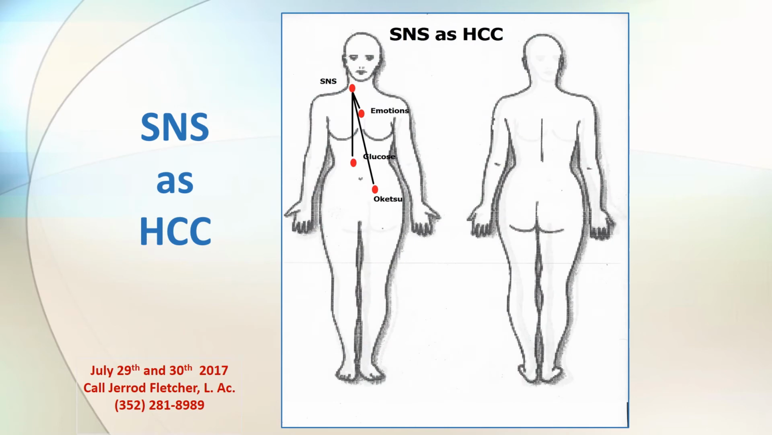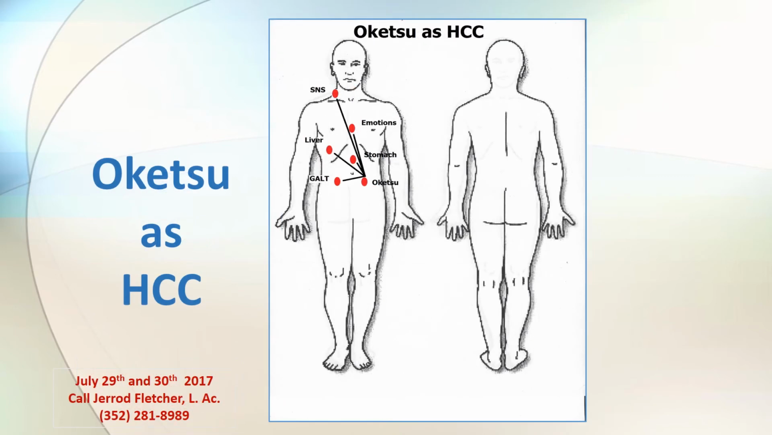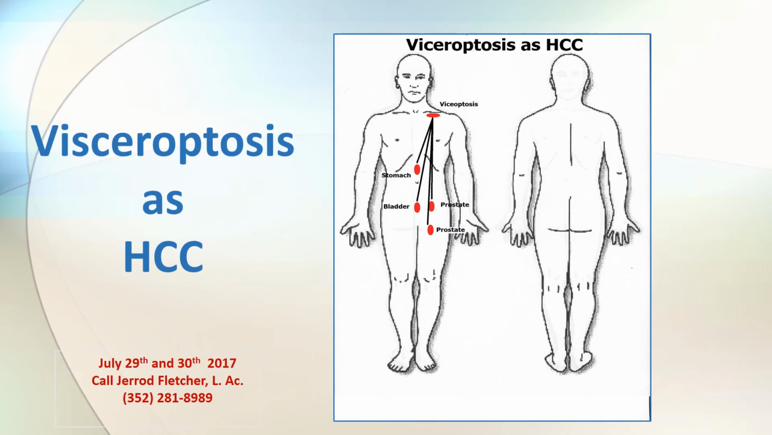Here's an example of the sympathetic nervous system as head of the causal chain. This affects, in this case, the emotions, the glucose and circulatory balance of the patient. Here's an example of Oketsu as head of the causal chain, affecting the sympathetic nervous system, liver, emotional, stomach, and gut-associated lymphatic tissue balance of the patient. Here is viscerotosis as head of the causal chain, affecting the stomach, the bladder, and prostate balance of this patient. This is a condition I see frequently in my aging and overweight clients.